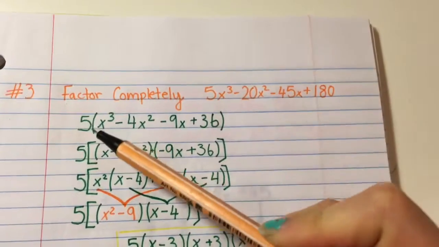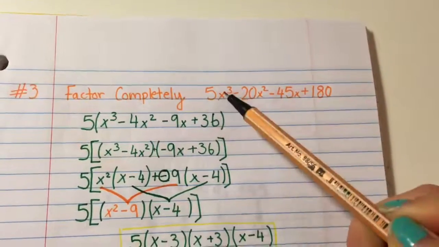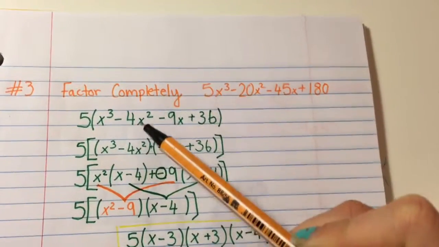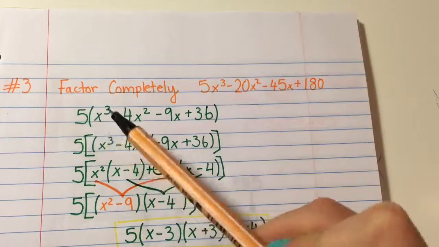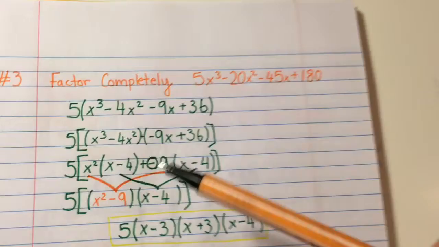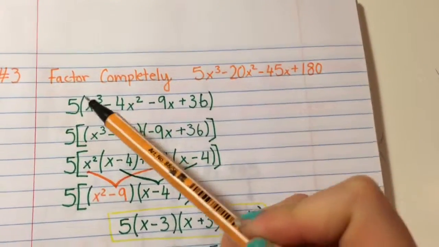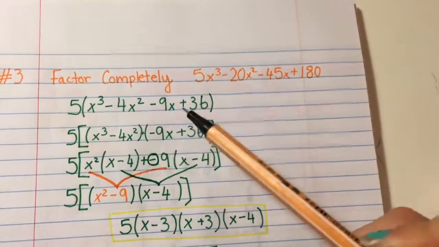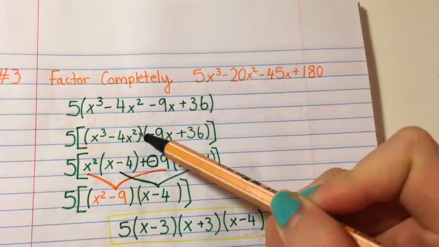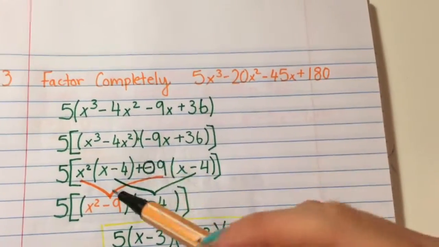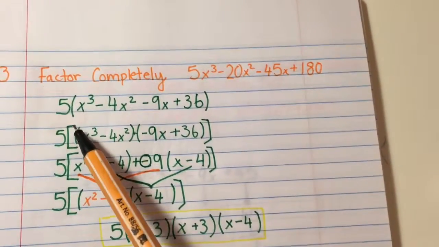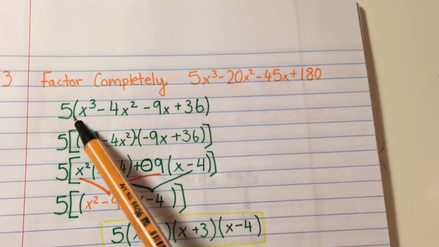So 5x cubed equals that. 5 times negative 4 is going to be negative 20x squared. That's going to be negative 45x. And then 180. So then within that, we're going to break it up into 2 parts. So these two are going to be broken up, and they're going to have a little add sign. So then what we did is we made these 2 smaller brackets within this bigger one.